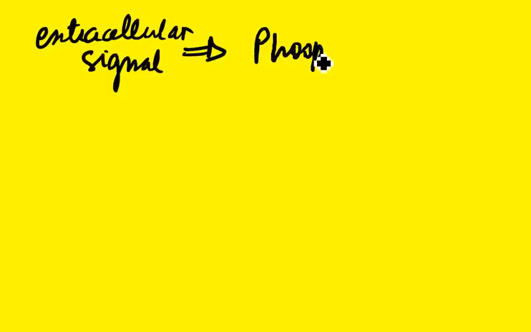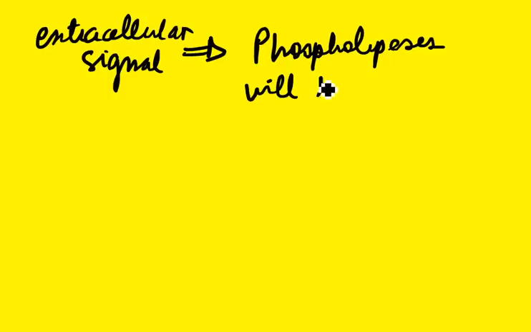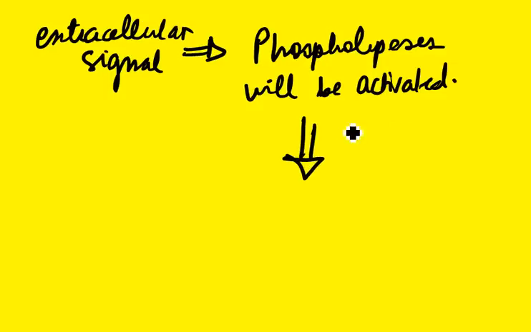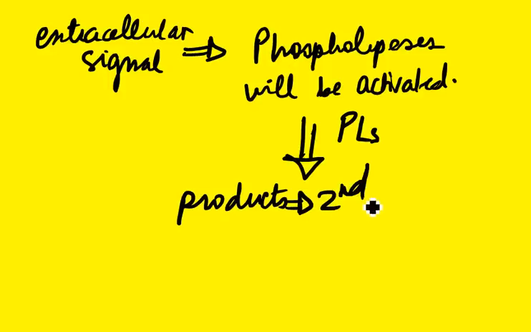Sorry, phospholipases will be activated, right? So they do need an extracellular signal for sure. The products they produce function as second messengers. So when phospholipases get activated, they work on these phospholipids, and their products act as second messengers. All right, so that is that.